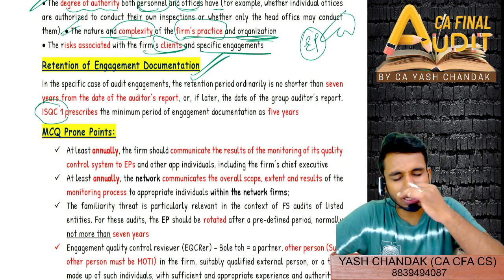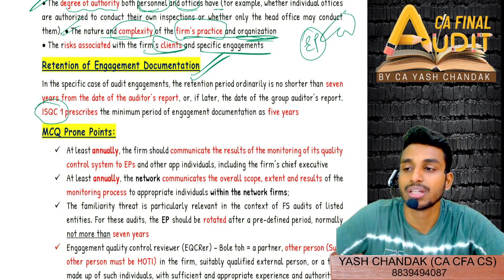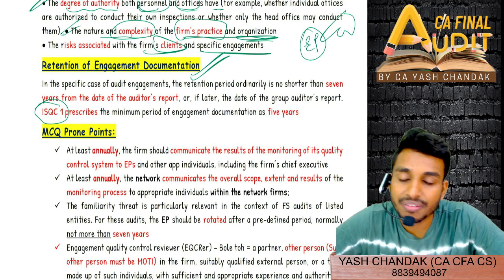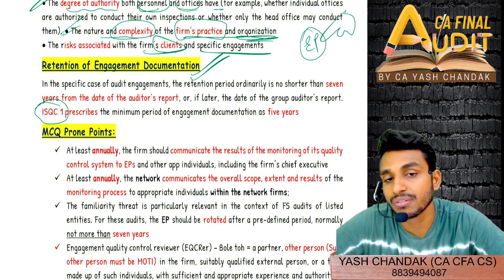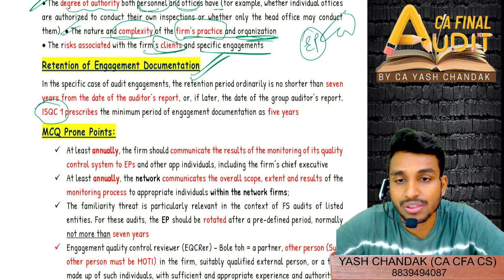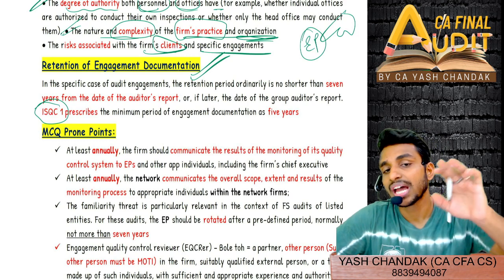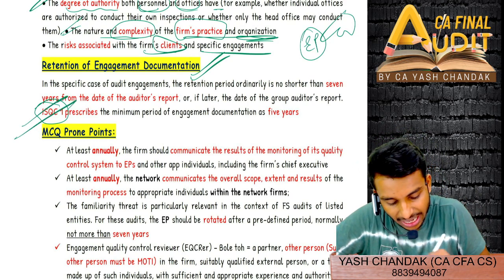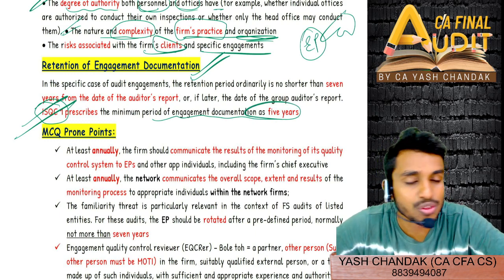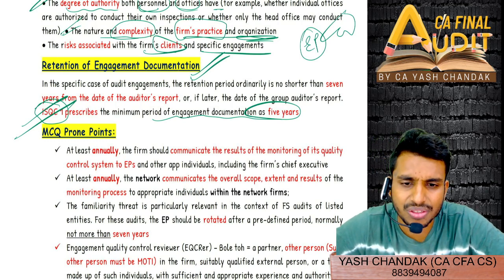So generally SQC1 is the adopted form of international SQC1, the International Standard on Quality Control 1. Our SQC1 is the adopted form of ISQC1, and therefore I have not included specific provisions with respect to ISQC1 wherever they have stated. However, if there was any difference, I have mentioned it. Like here, there was a difference. In ISQC1, the retention period is 5 years, not 7 years. So just mark this as a difference.